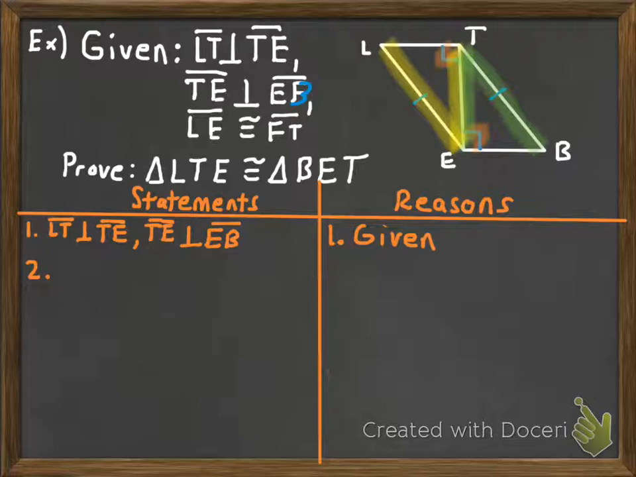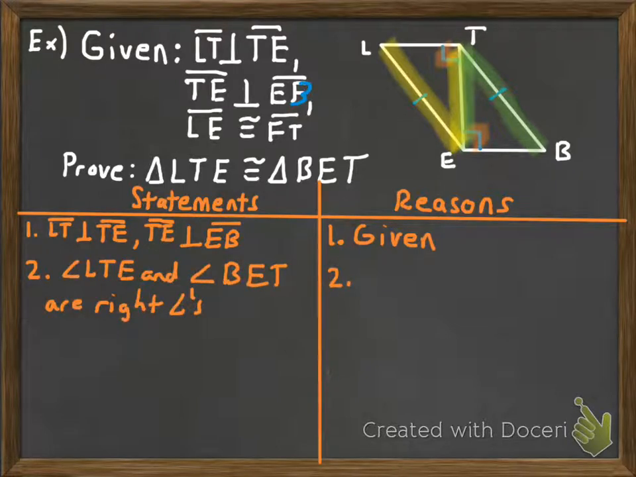Now, as far as proving the triangles are right triangles, a right triangle is a triangle that has a right angle. So we've got to prove that these two angles here are right angles, and we're ready to do that now that we've stated that they're formed by perpendicular lines. And the fact that those are right angles is supported by the definition of perpendicular lines.